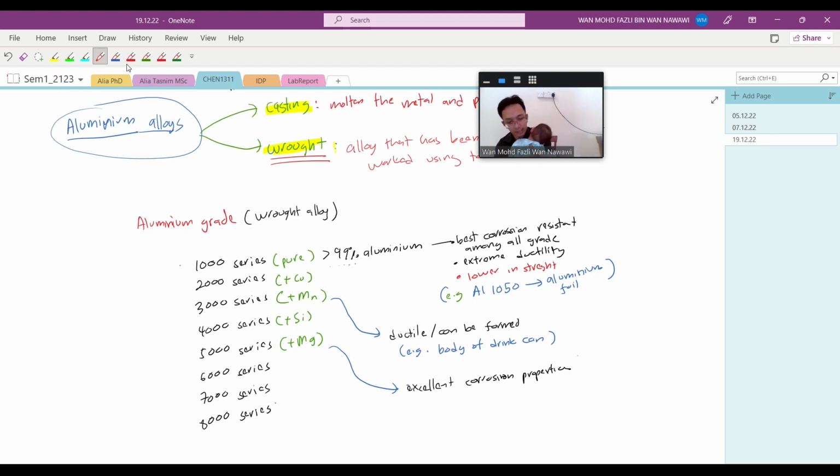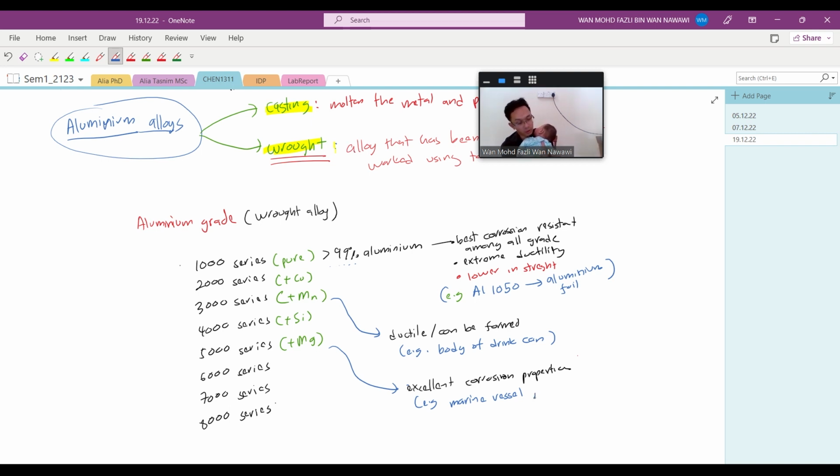Because of this, you often see 5000 series aluminium used in making marine vessels, because when you are in sea water, the sea can eat the metal. So people usually call the 5000 series the marine series, for marine vessels and so on.